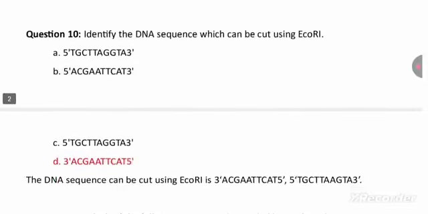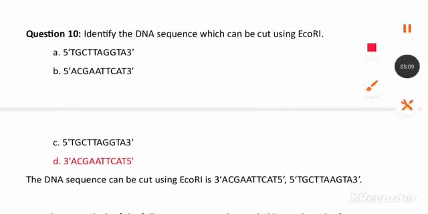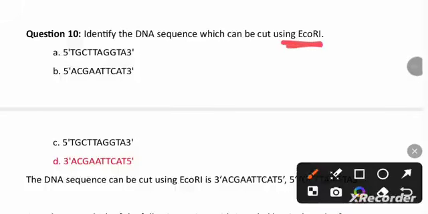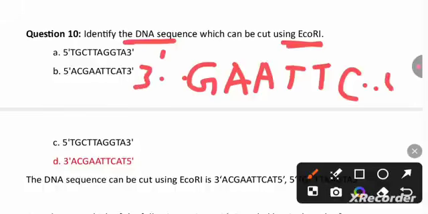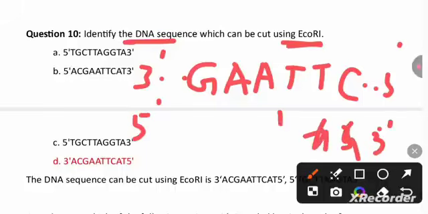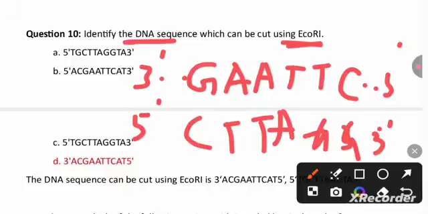Identify the sequence which can be cut using EcoRI. EcoRI is a restriction endonuclease enzyme. It is used to cut the DNA at a specific site. So the restriction site, the palindromic sequence of EcoRI, is GAATTC. It is read 3' to 5' on one strand, and oppositely we can find GAATTC in 5' to 3' direction. So this sequence we can find in option D. You can find it here. I'll show you.